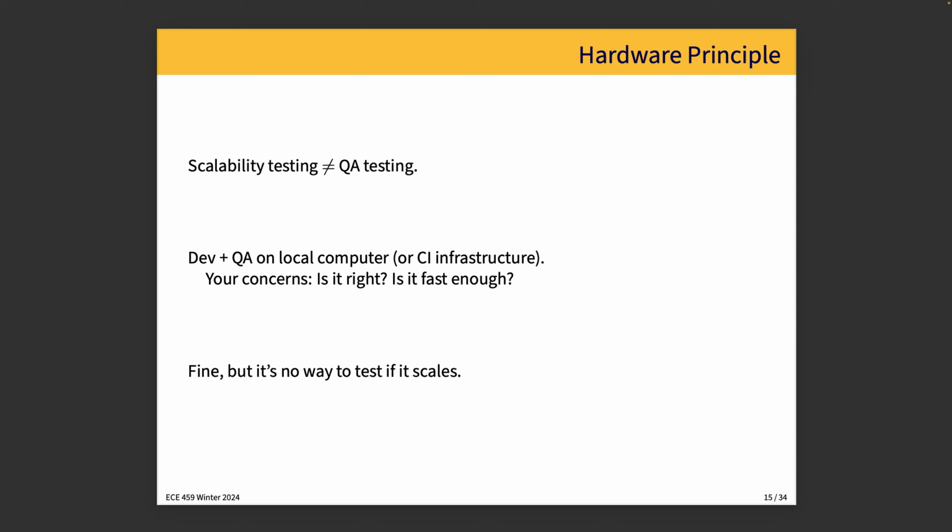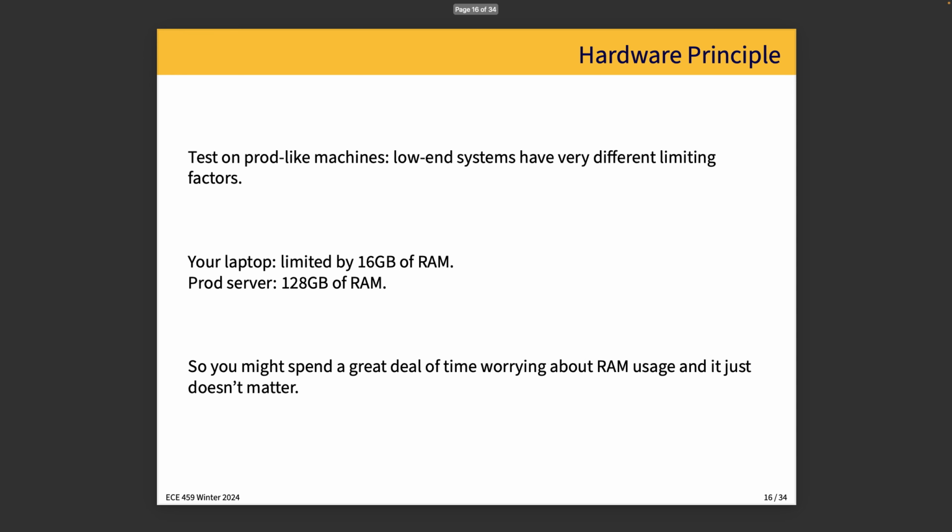And it is important to think about how scalability testing is not the same thing as QA testing, right? You might do QA on your local computer before you push the changes into a pull request and it runs on your continuous integration system. That's fine. It doesn't test scalability, right? You want to know, did the tests pass, and did the tests pass before you reach the timeout in your test runner. That's not the same thing as scalability, right? And testing on production-like machines is important, right?